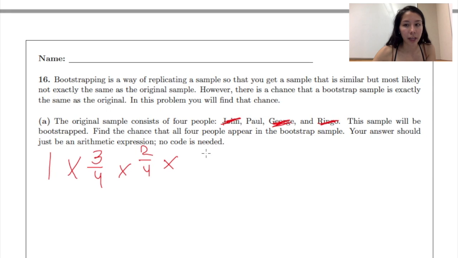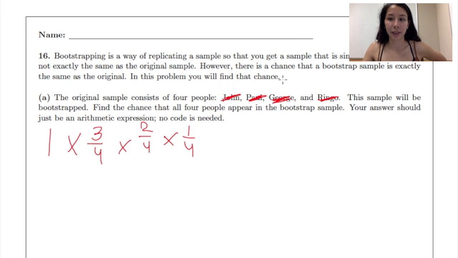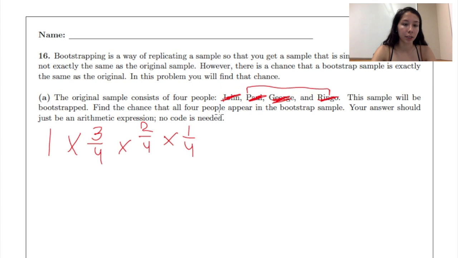And we're going to be multiplying because in the case of the first one, we got one of the members of the Beatles, and for the rest of the bootstrap sample to be exactly the same, we need to get one of the other members. So these things all need to happen, which is why we're going to be multiplying them instead of adding them, which we would do if they were separate instances in which the sample could be correct. Alright, so let's move on to part B.